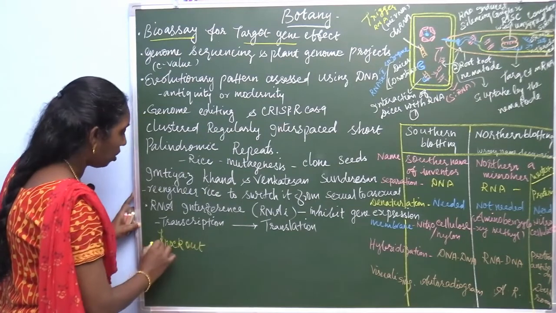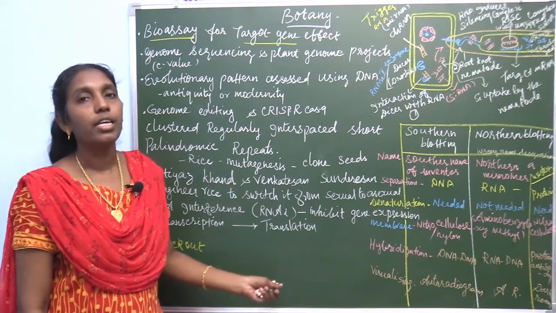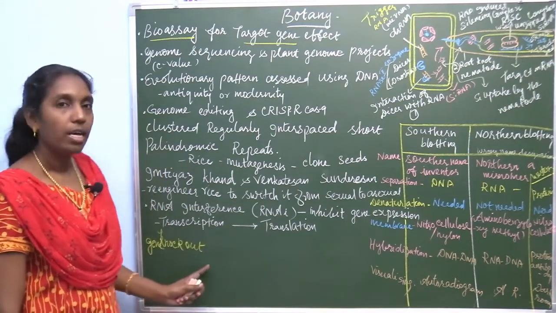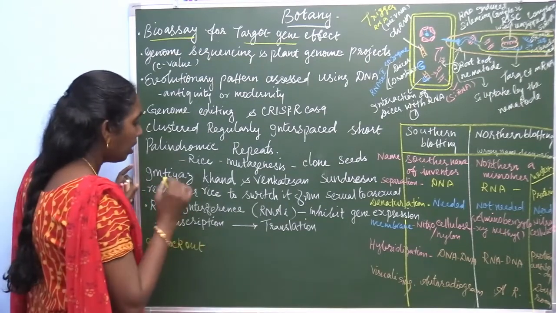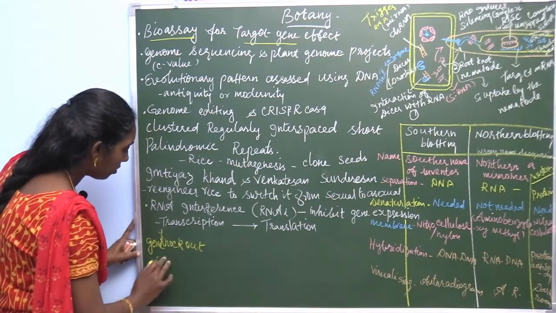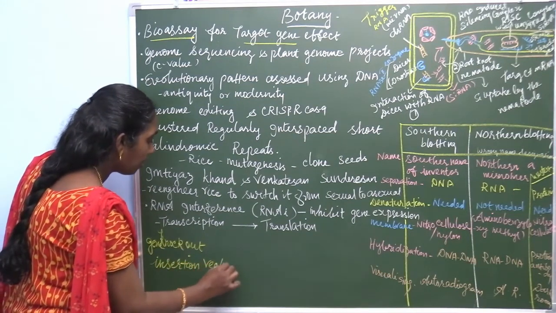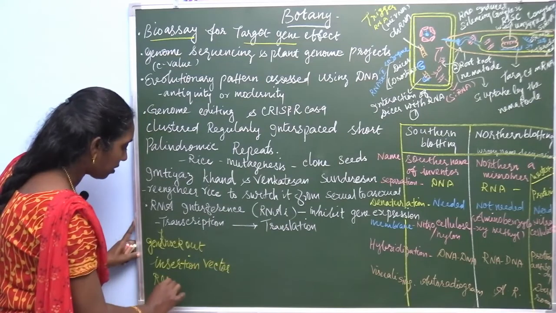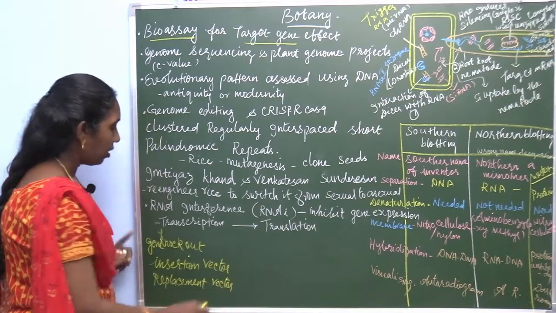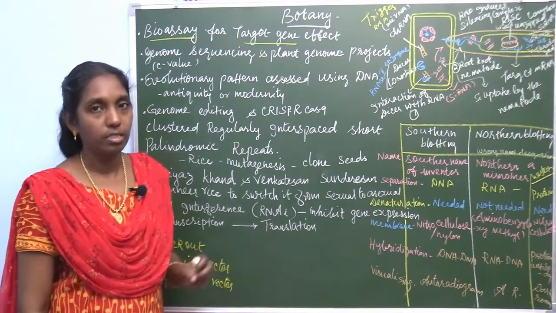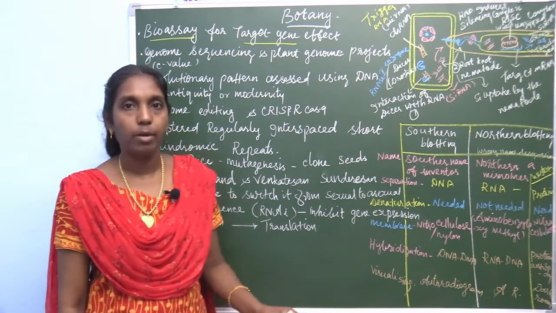What's this? Gene knockout. The genes are made inoperative. To make this gene inoperative, two vectors are used. They are insertion vector and replacement vector. There are two different vectors used to knock out the gene. To knock out the gene, the insertion vector and the replacement vector can be used.